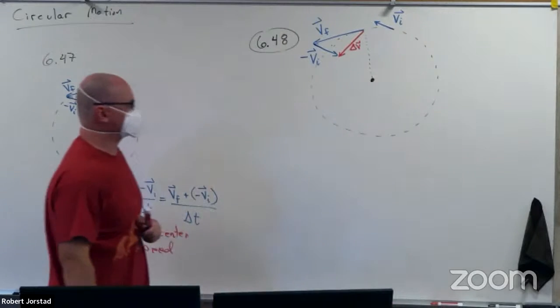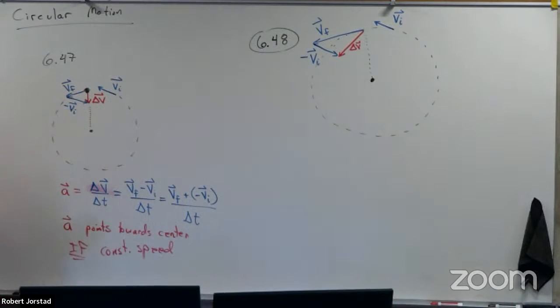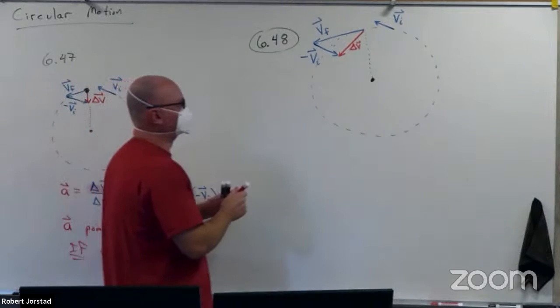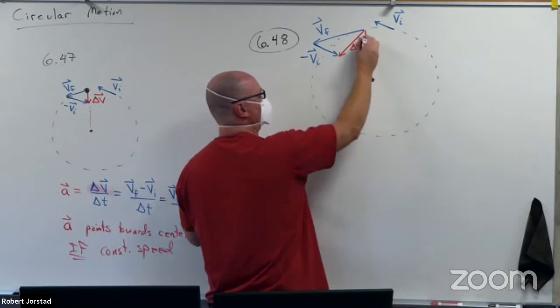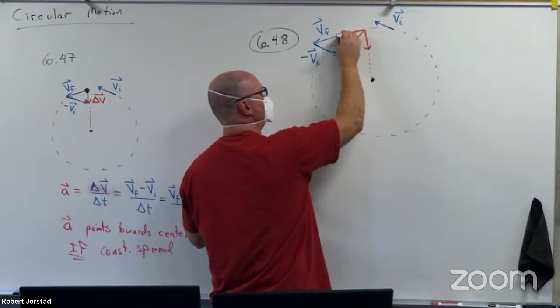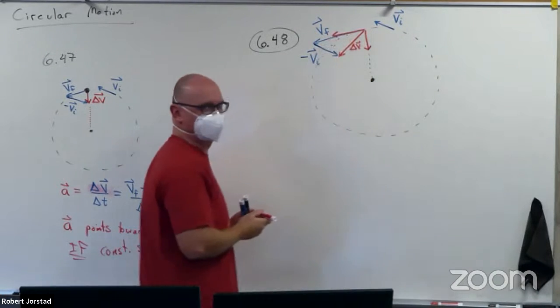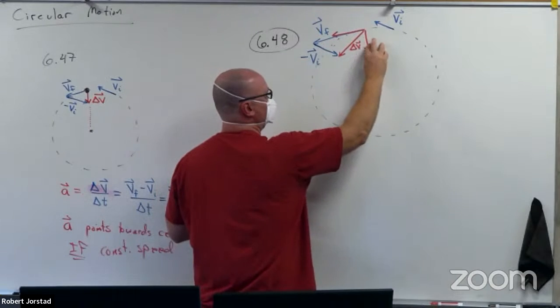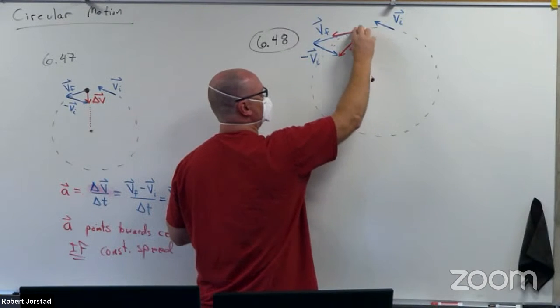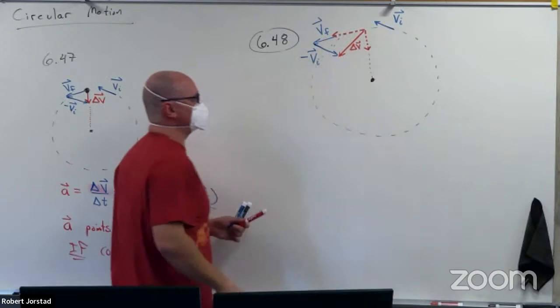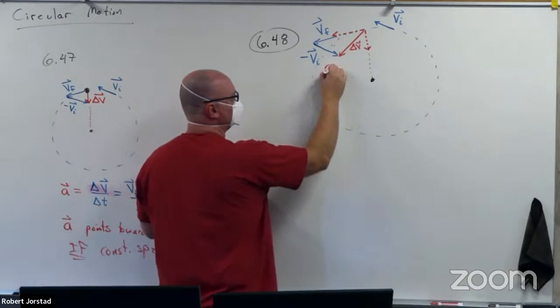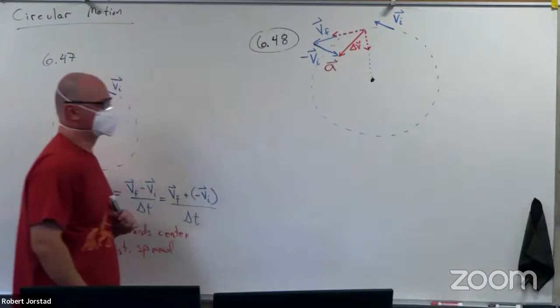There's the center of the circle. I want to point out there's some acceleration going this way and some acceleration going this way. Do you see that? If I draw these with dotted lines, maybe it makes it a little more clear. The idea is this is the acceleration vector.